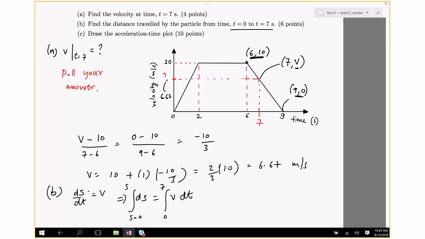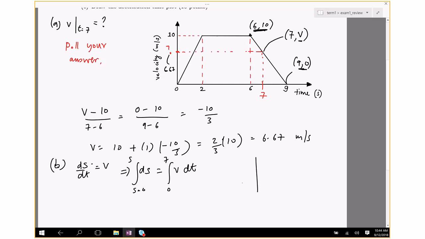Now, one way to do it as well, you could take the slope, write equations for the different pieces and then do integration, but an easier way is to look at the area under the v-t plot and try to find the area. So I'm looking at the area.